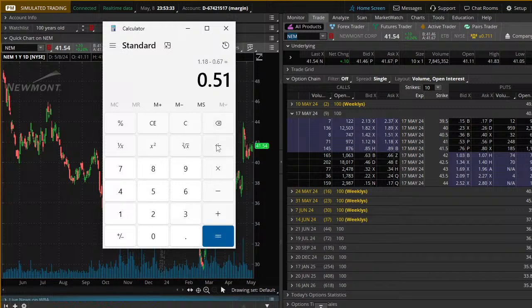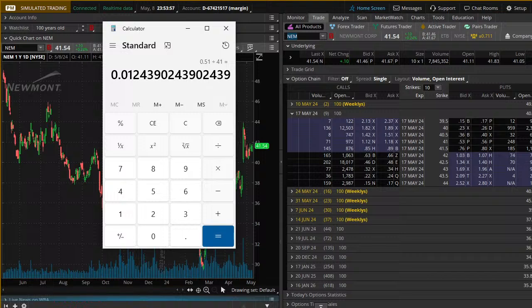All right, so let's divide that out. Divide that by the purchase price of 41, not the 41.67, because I've already subtracted the 67 cents off of the profit. So I'm going to divide it by the 41. Now I have 1.2%. Okay, the stock is at 41.67.